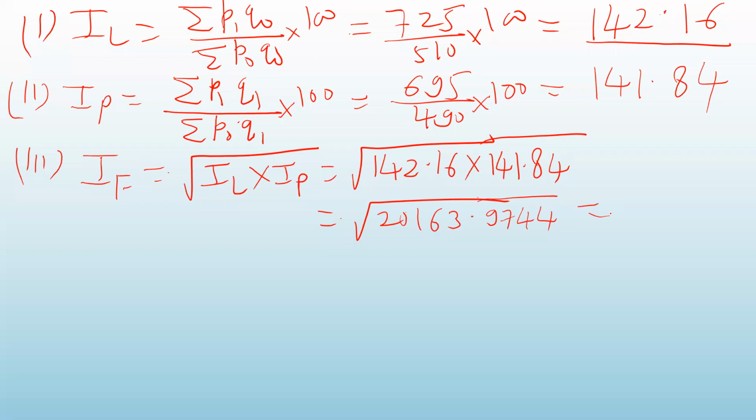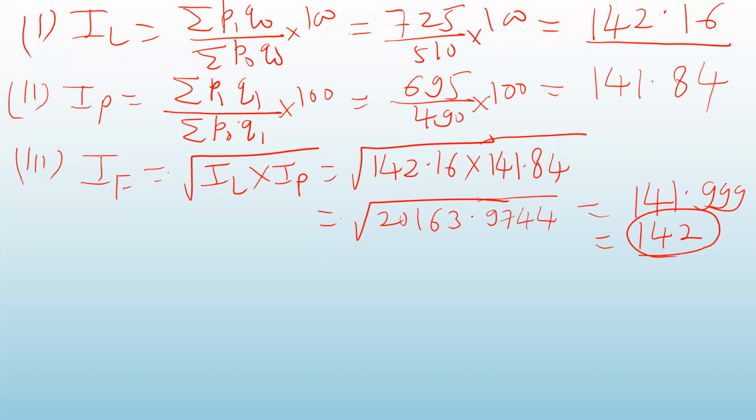Take its square root. You have to press the button where the square root sign is written. If you take the square root of 20,163.9744, you get 141.999. So that means it is 142. So IF is 142.